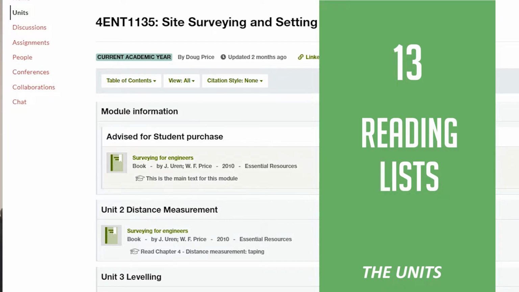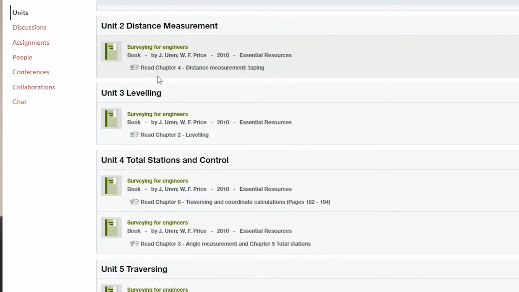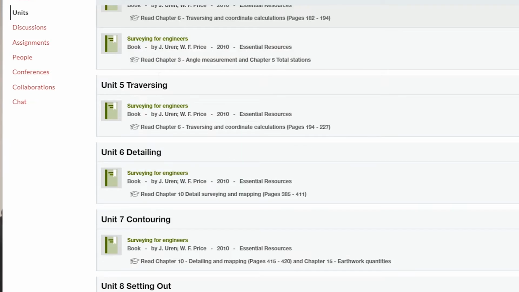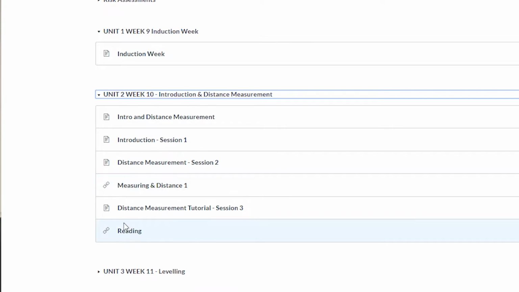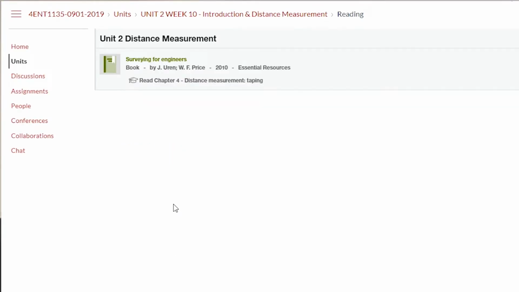Prior to the start of the semester, I set up the reading list, so that provides the students with the main textbook, and then within each unit I give them a chapter that they need to read. So it gives the students a chance to read around the subject beforehand and learn at their own pace, and also it means that they do not come into the sessions cold.